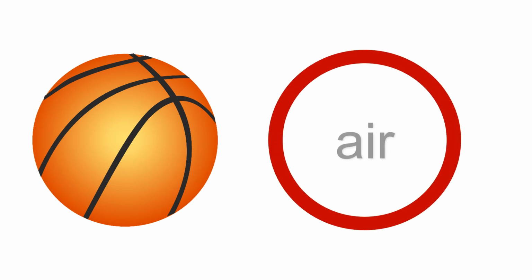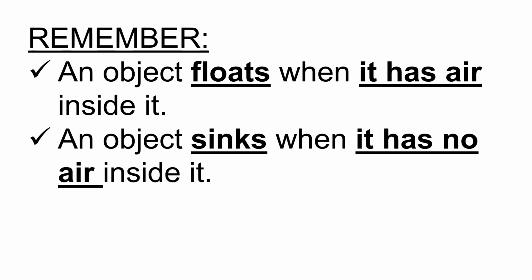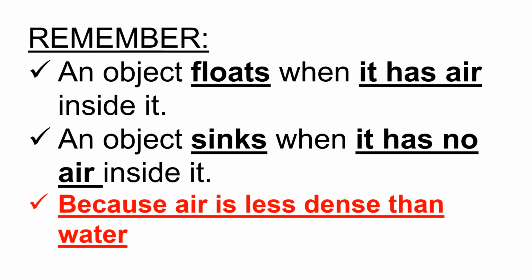An object floats when it has air inside it. Since a basketball is full of air, it will float. Why? Because air is less dense than water. Remember, an object floats when it has air inside it. An object sinks when it has no air inside it. Why? Because air is less dense than water.